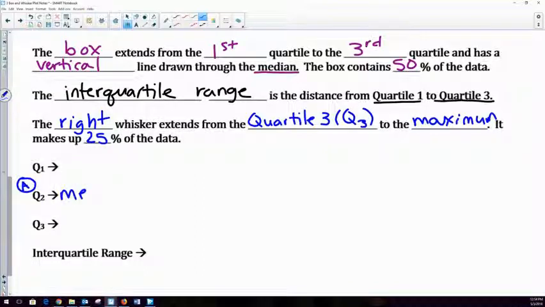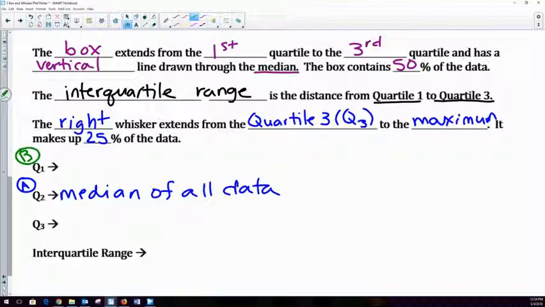All that is the median of all the data. Remember, median is just the middle. We just discussed that in today's notes. So the median is just the middle point. From there, we're going to figure out what quartile 1 and quartile 3 are.